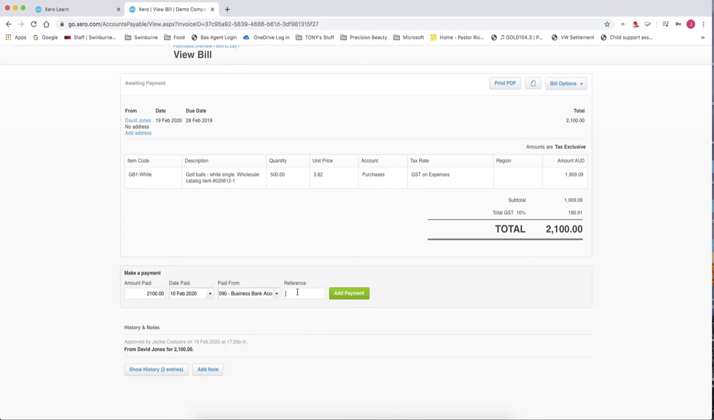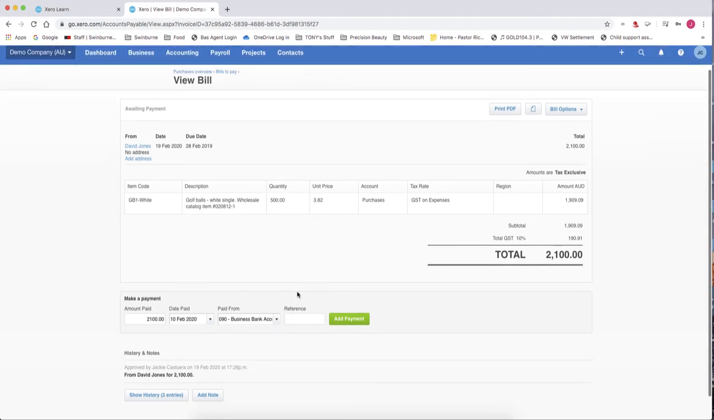and a reference could be the bill number for argument's sake, or it could be just a particular reference that the supplier has put on their remittance advice. When they send that to us, they'll often put something on there that they want us to say, or it could be from who's paying it. So if I were to write demo, then they know it's coming from the demo company. So whatever is relevant, and then I simply click add payment.